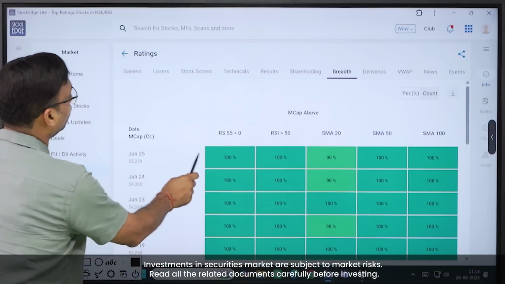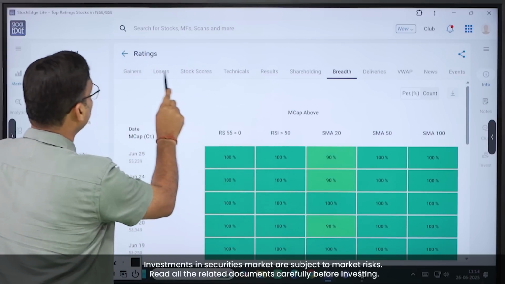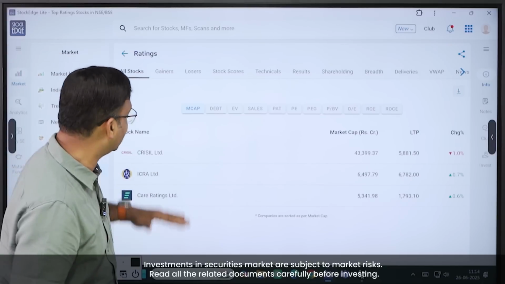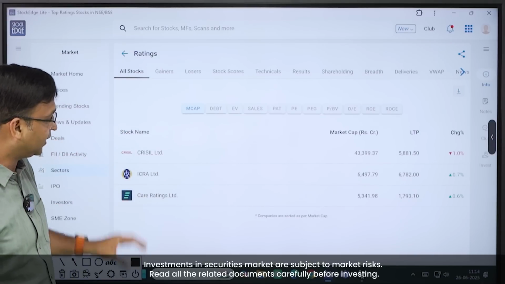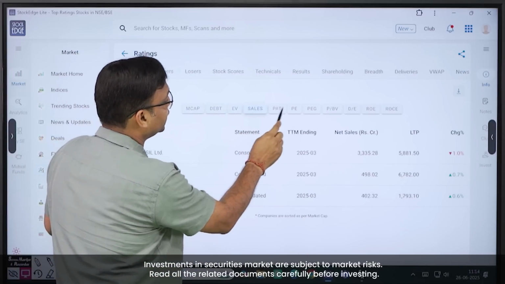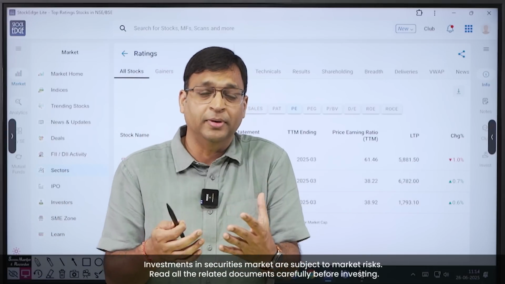Now, let me go inside the stock. So, which are the stocks we are talking about? So, let's go to the stock. So, here we are. There are three stocks here: CRISIL, ICRA, CARE. Okay, and these are certain fundamental data points related to these stocks. I mean, as a momentum investor, you don't look at fundamentals so much.